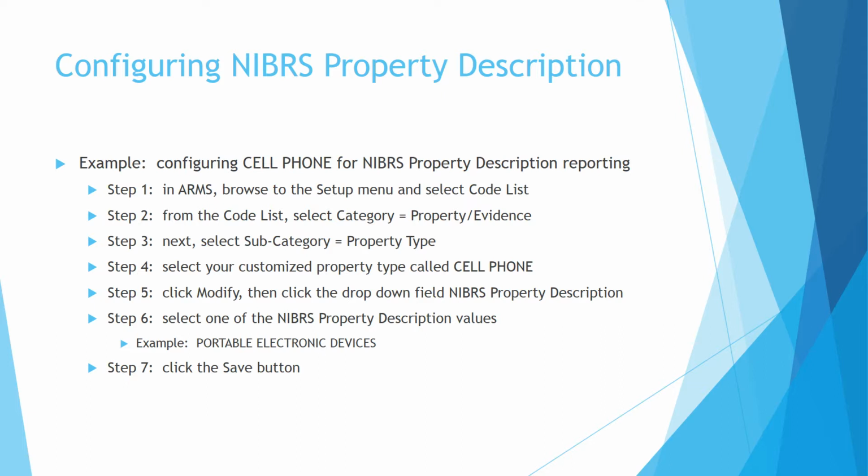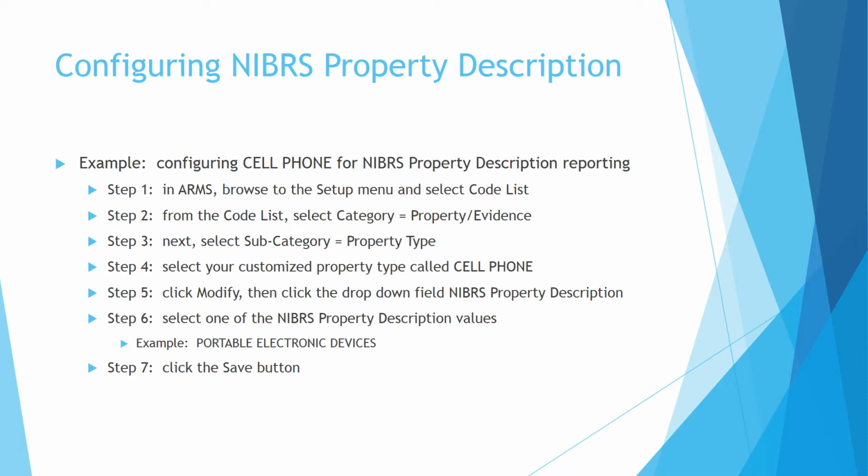Step 2, we're going to go through that code list and select a category of property evidence, and step 3, a subcategory of property type. Once you've done that, you'll be able to see all of the codes that fit that description. You're going to then look through that list and find the code that you already have, in this case, in my example, a cell phone. We're going to modify that code, and then look for the drop-down field labeled NIBRS Property Description. From there, we can change that code to be portable electronic devices and then hit save.